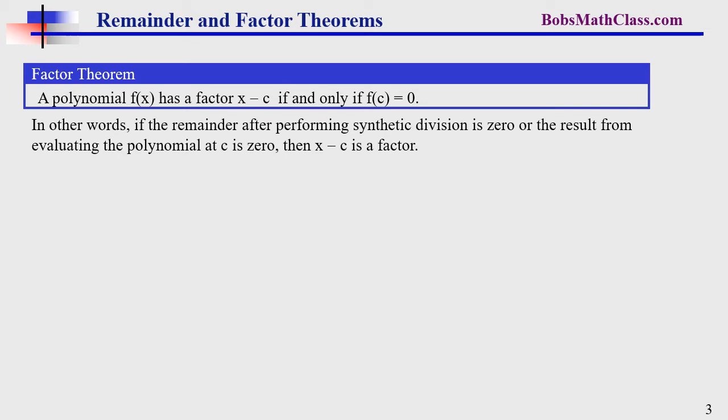Okay, here's our next theorem, the factor theorem. A polynomial f of x has a factor x minus c if and only if f of c equals 0. In other words, if the remainder after performing synthetic division is 0, or the result from evaluating the polynomial at c is 0, then x minus c is a factor. So you could use either method.